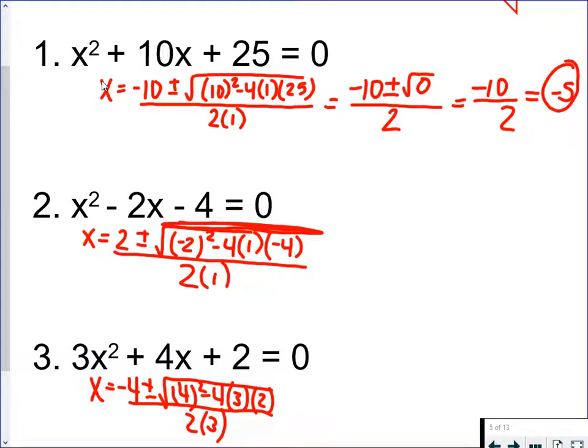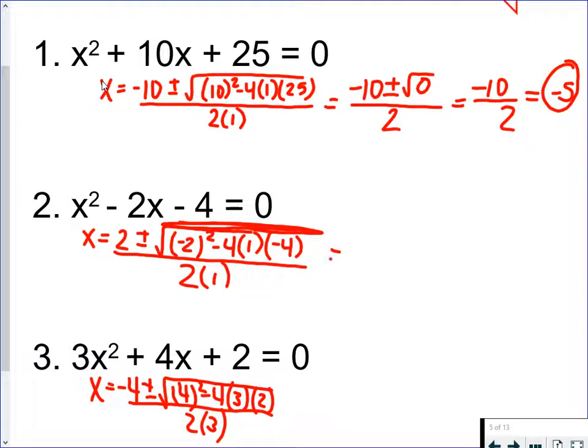Now, a lot of people are like, wait, we're supposed to always get 2 answers. You are getting 2 answers here. And I'm going to show you graphically what that means, okay? It's called a double root. So it hits the x-axis right at that negative 5, and it bounces right off of it, okay?